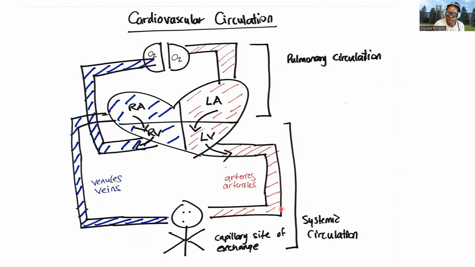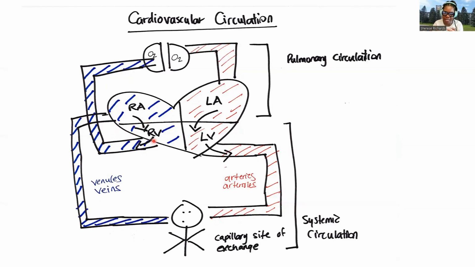So notice that this is one big giant cycle, and every step happens in series. So we can think about both of these circulations as being a series fashion of circulation. All of the blood has to go from the left ventricle, all of it must go out into the arteries and arterioles, all of it must go to the capillary beds, and then all of it must come back to the right side of the heart.